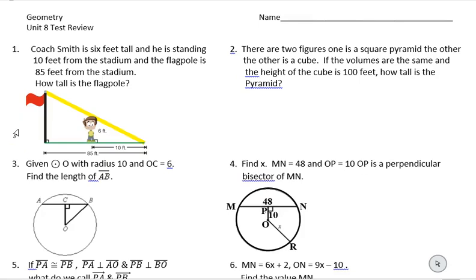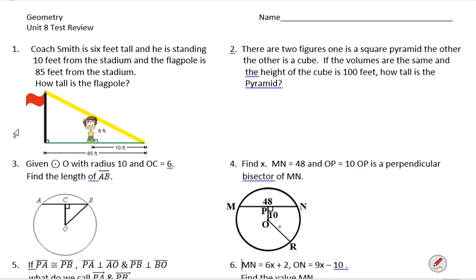Going to go over the review for the Unit 8 test, and this is on the segments and lines intersecting circles. So first of all, number 1 says Coach Smith is 6 feet tall and he is standing 10 feet from the stadium, and the flagpole is 85 feet from the stadium. How tall is the flagpole?